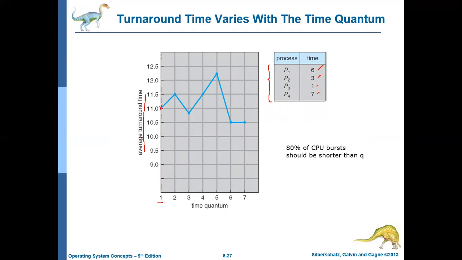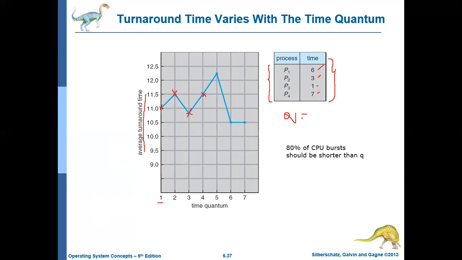Okay. If q is 2, then what will be the average turnaround time? That will be 11.5. If q is 3, what will be the average turnaround time? That will be somewhere around 10.8. If q is 4, what will be the average turnaround time? Again 11.5. Okay, like this it was plotted. So for different values of q for this particular process with this particular time slice of CPU, this graph was plotted.